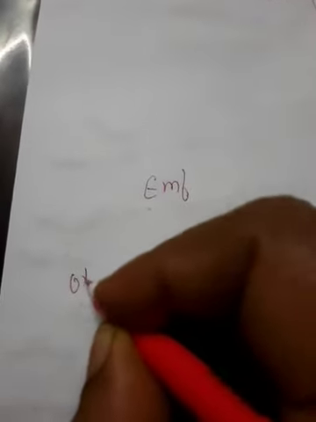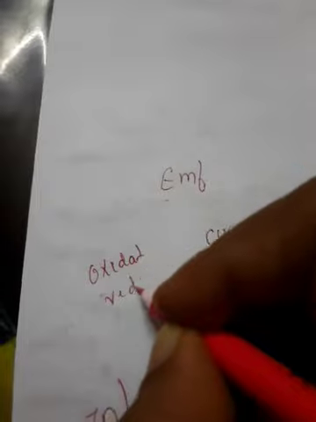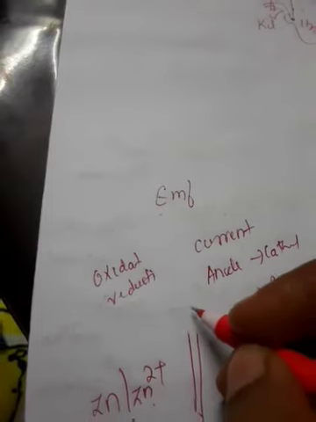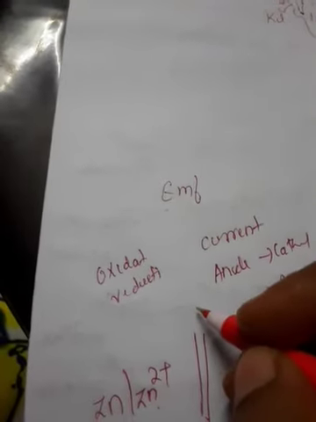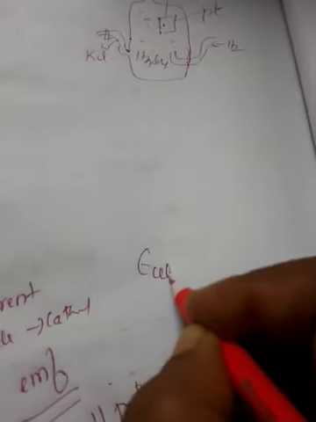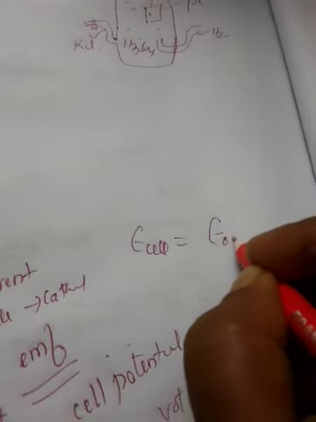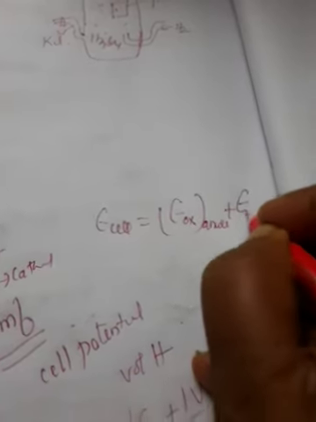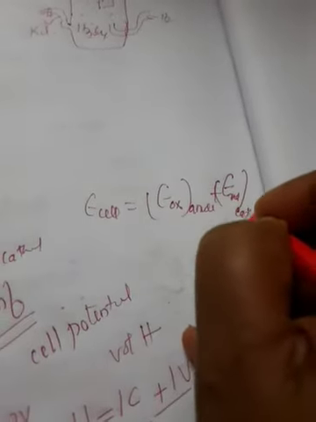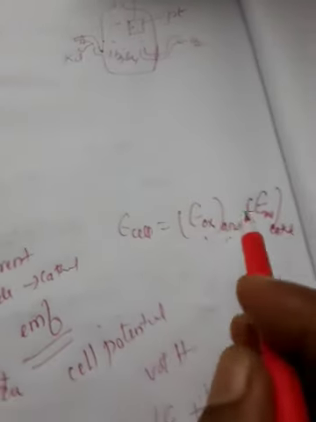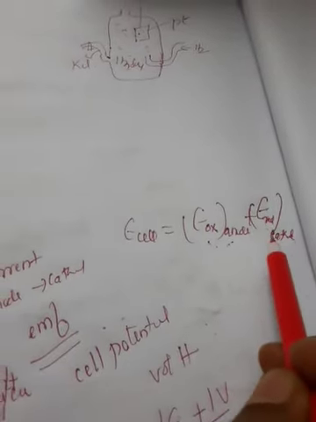So the overall redox reaction can be considered as the sum of the two half reactions. One is the oxidation half reaction, the other one is the reduction half reaction. Similarly, the EMF of a cell can be considered as the sum of the electrode potentials at the cathode as well as the anode. So E cell is equal to E oxidation at anode plus E reduction at cathode. E ox anode represents the oxidation potential at the anode, and E red represents the reduction potential at the cathode.